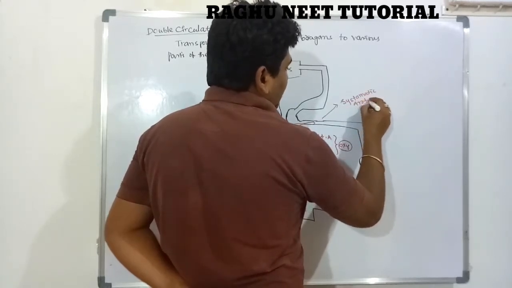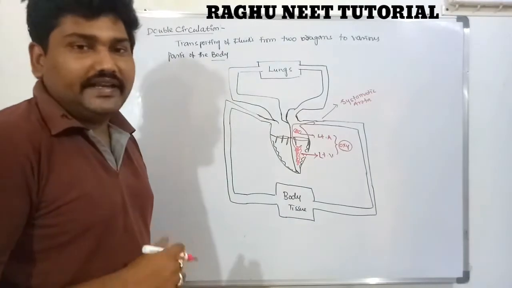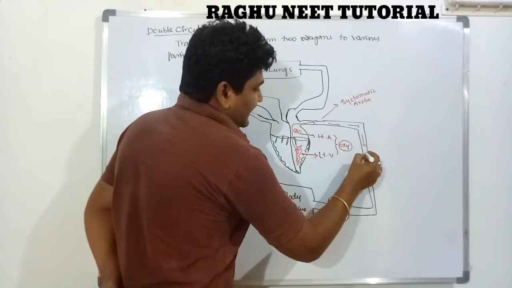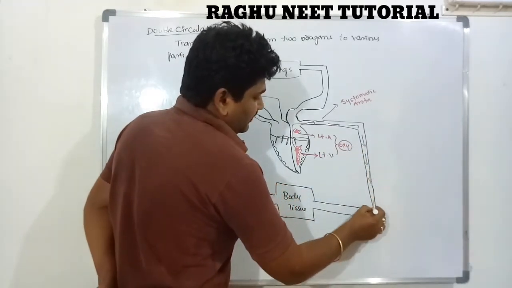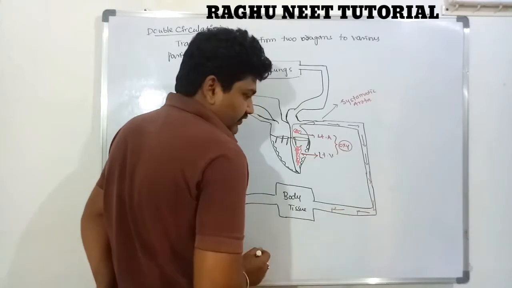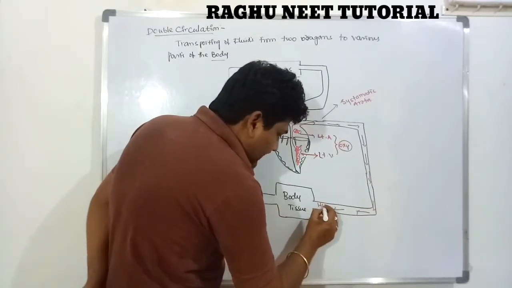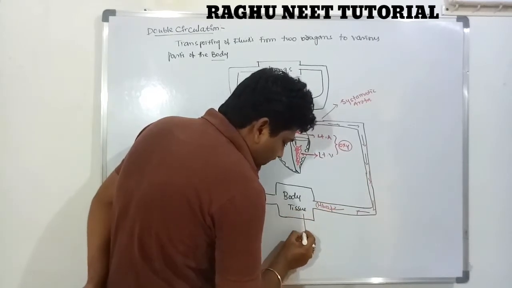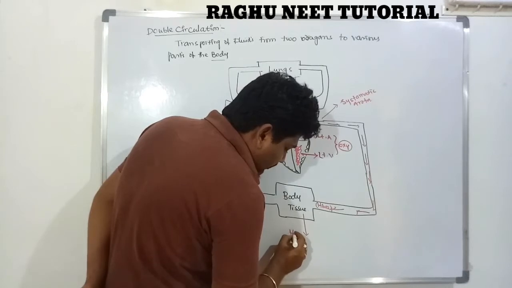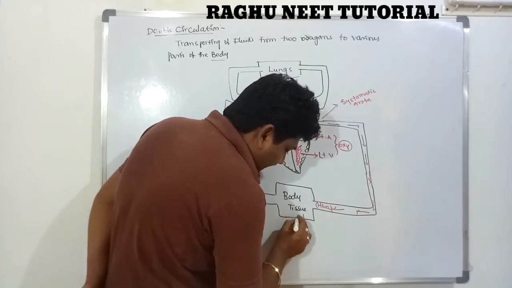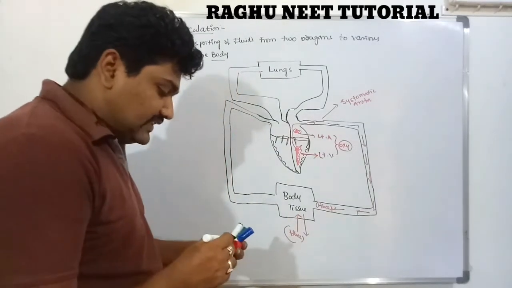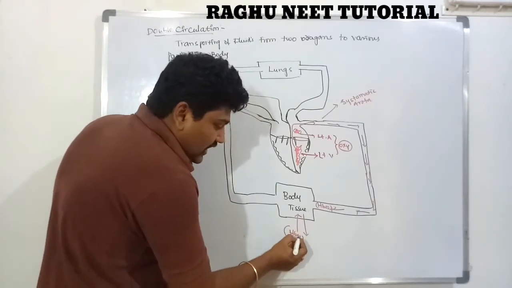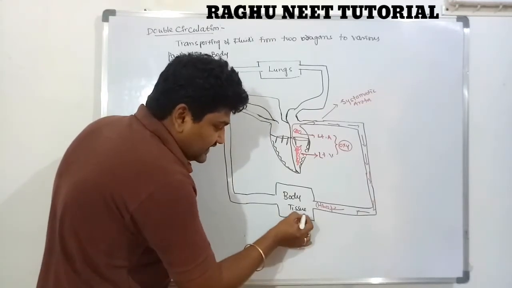The systemic aorta carries the oxygenated blood from the left chamber of the heart to various parts of the body, into the tissue level. When the oxygenated blood, nothing but oxyhemoglobin, is utilized by the tissue, releasing of deoxygenated blood, oxyhemoglobin dissociation occurs in the tissue level.